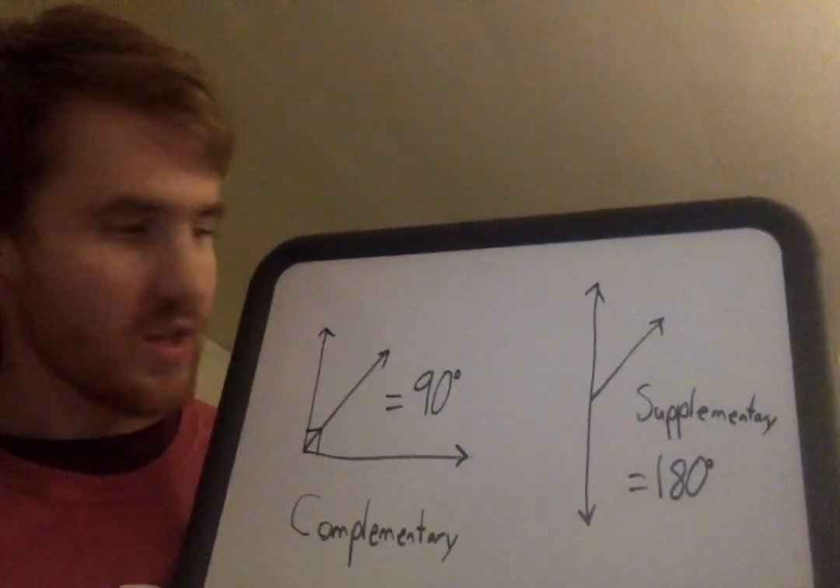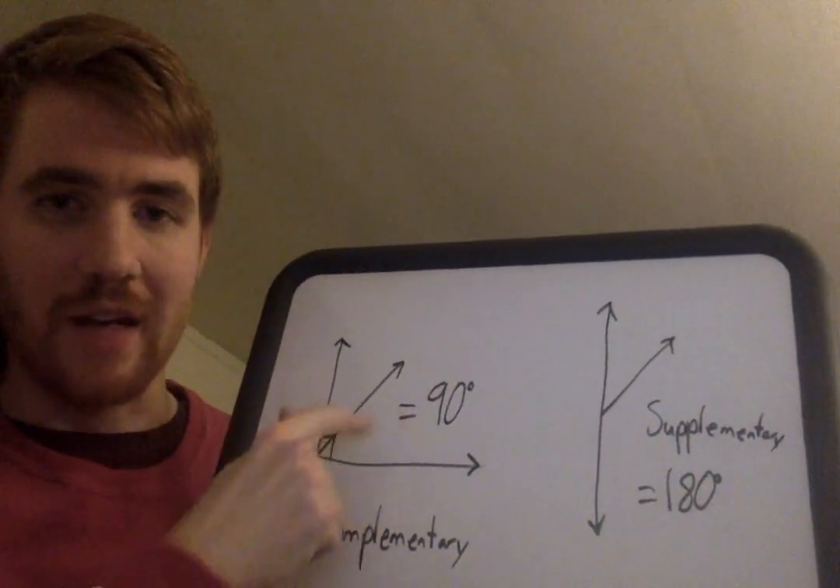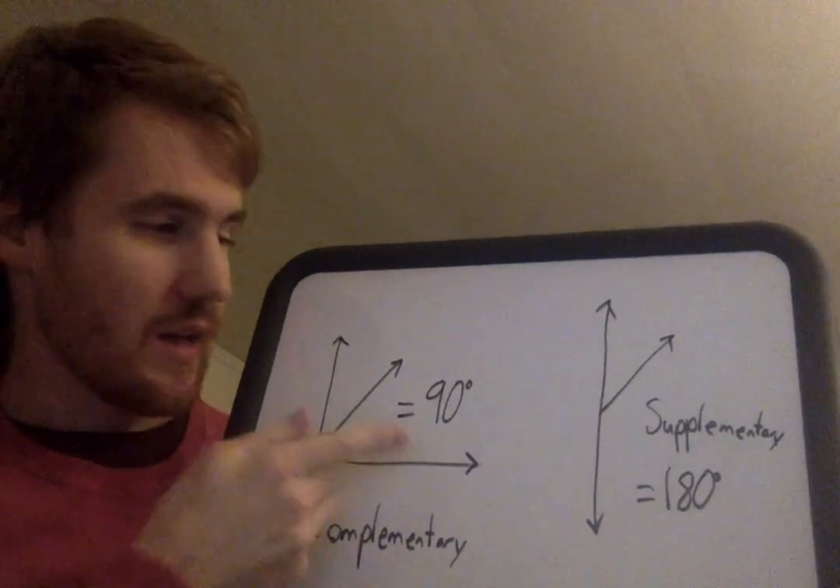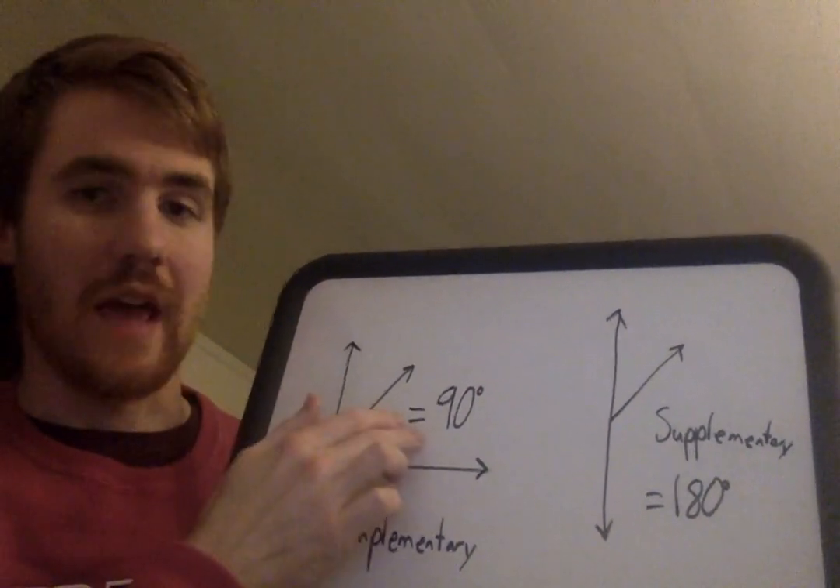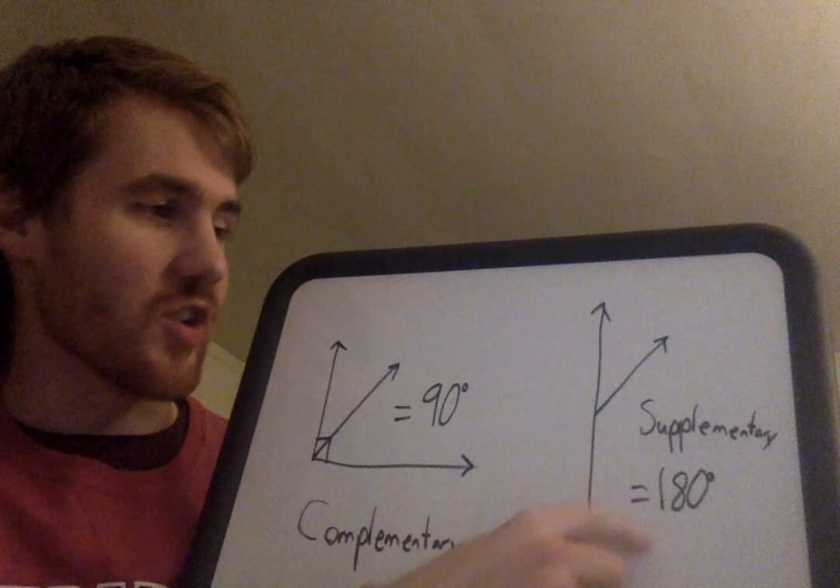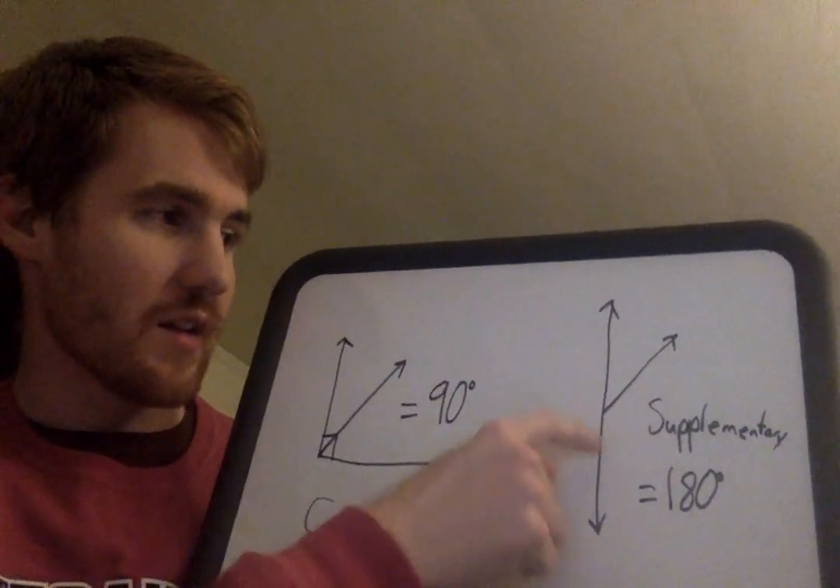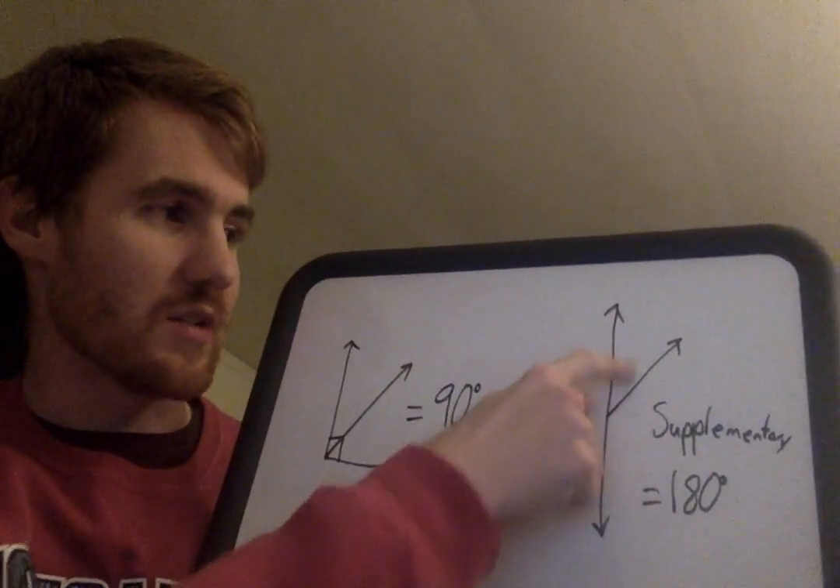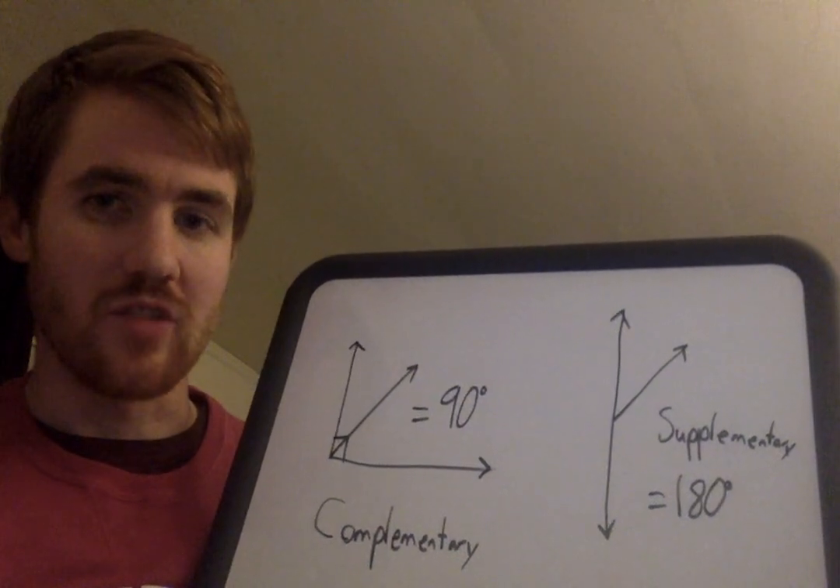So complementary means two angles add up to 90 degrees. So there's a right angle broken into two. They have to add up to 90 degrees. Supplementary, a straight line, 180 degrees, two angles that have to add up to 180 degrees.